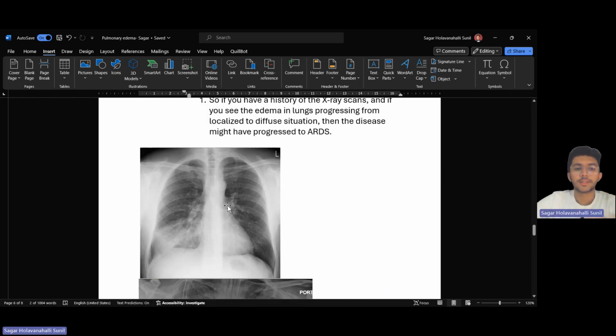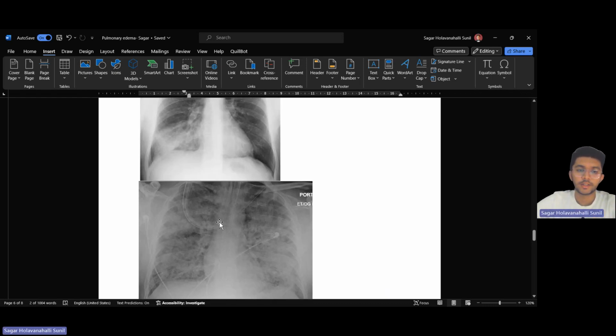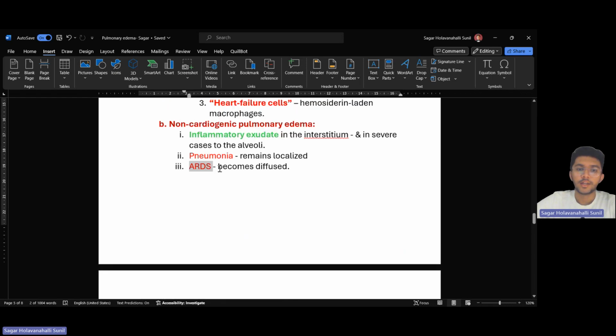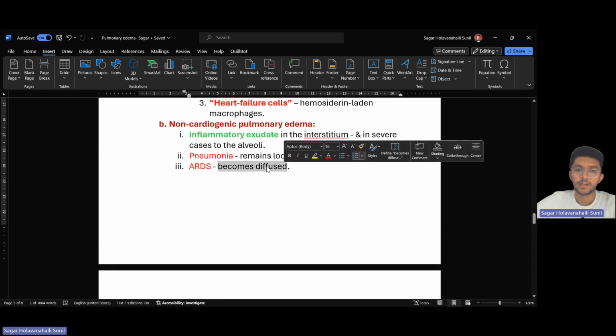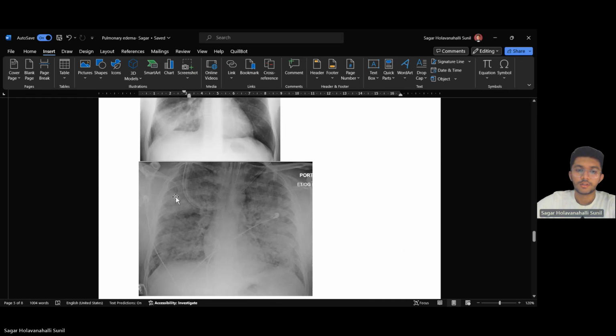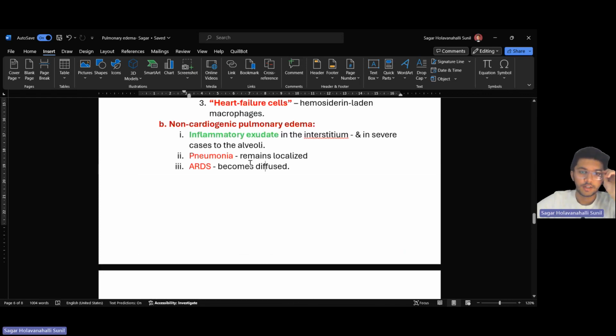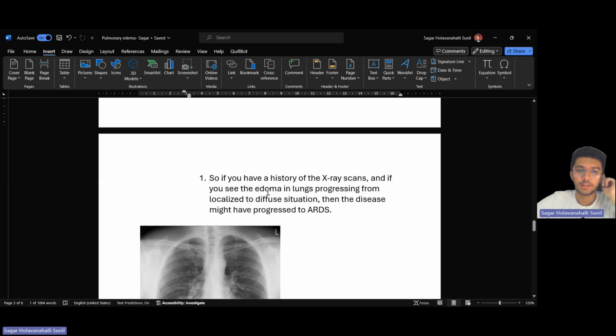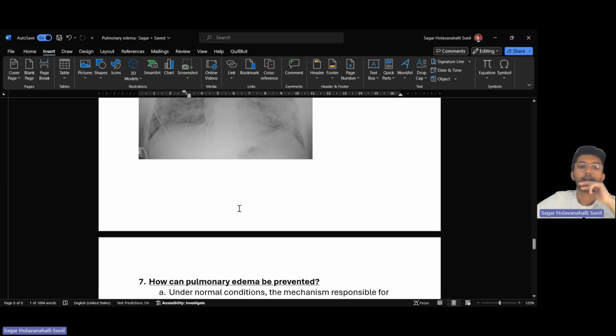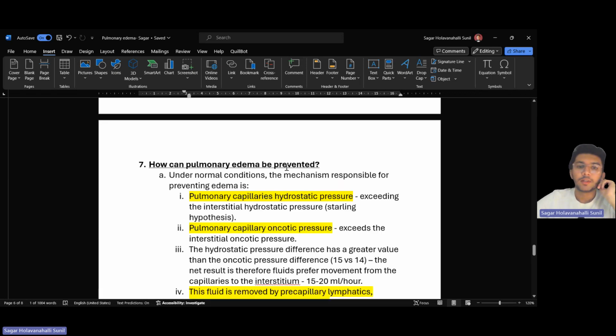So that's basically the disease progression from pneumonia to ARDS, and that's why in ARDS there's diffuse pulmonary edema, and for pneumonia it's more or less localized, that is over here. Okay. Now, how can it be prevented?